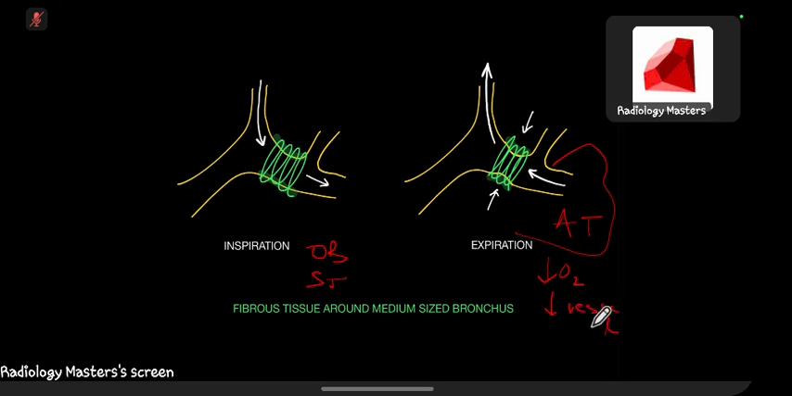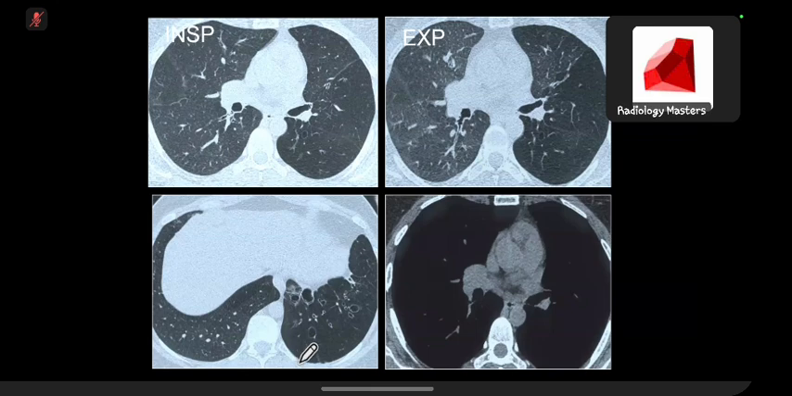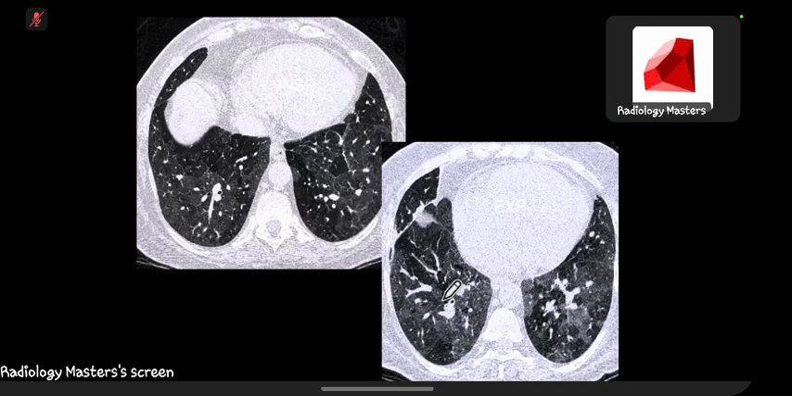I've run out of room. There you go, vessel. So this is a case of obliterative bronchiolitis in association with bronchiectasis. You've got a small pulmonary artery on the left-hand side. This is a patient who has got extrinsic allergic alveolitis, very florid, that's inspiration, that's expiration, very florid air trapping.